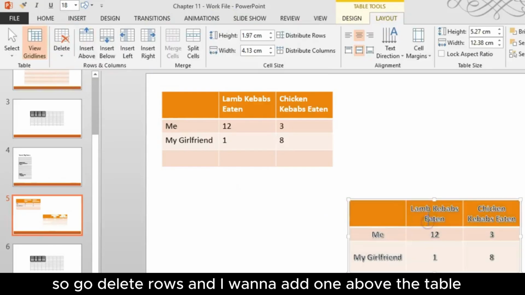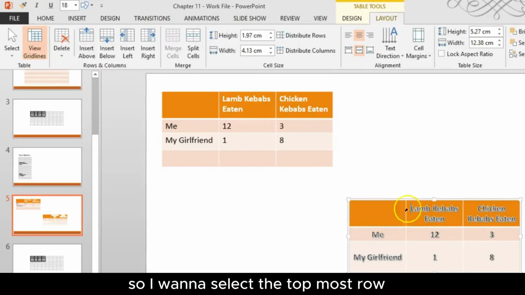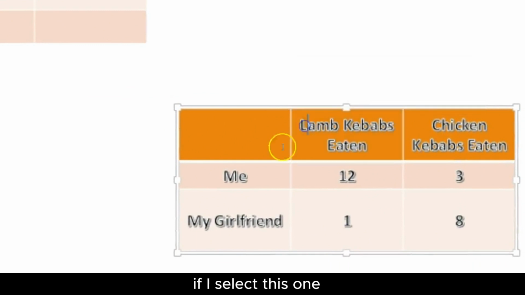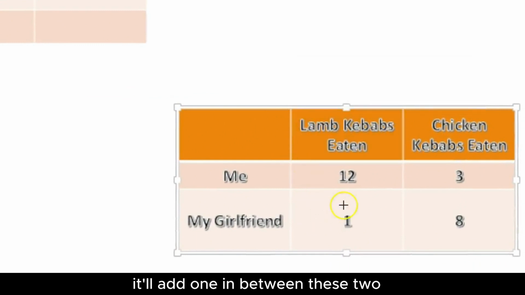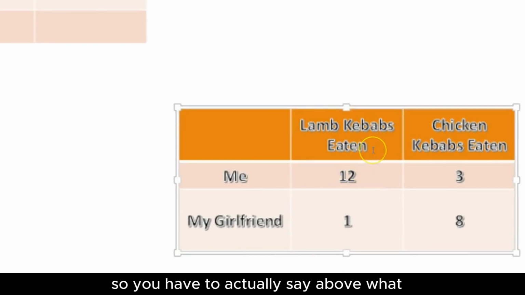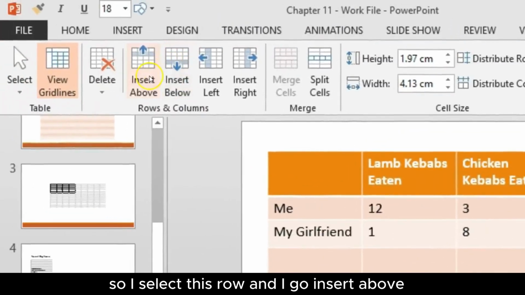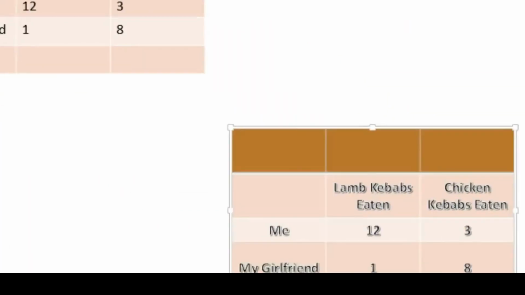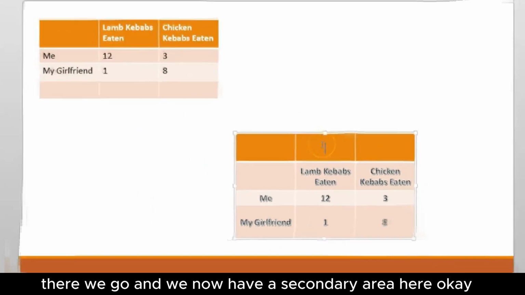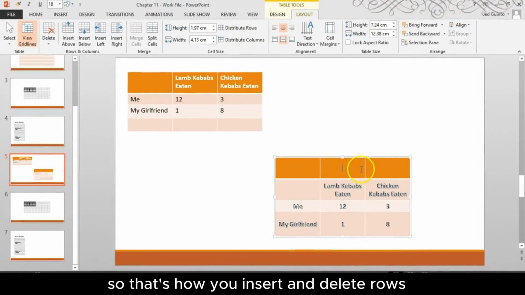And I want to add one above the table. So I want to select the topmost row. If I select this one, it'll add one in between these two, and that's what I don't want. So you have to actually say above to PowerPoint. So I select this row and I go insert above. There we go. And we now have a secondary area here. Okay? So that's how you insert and delete rows.